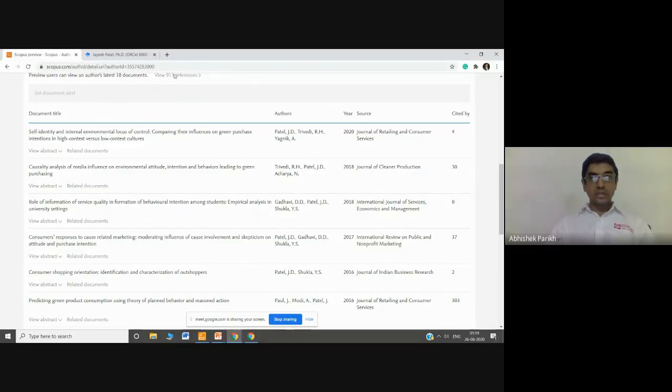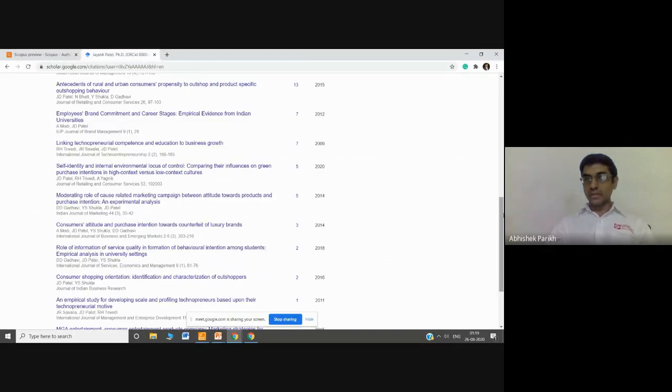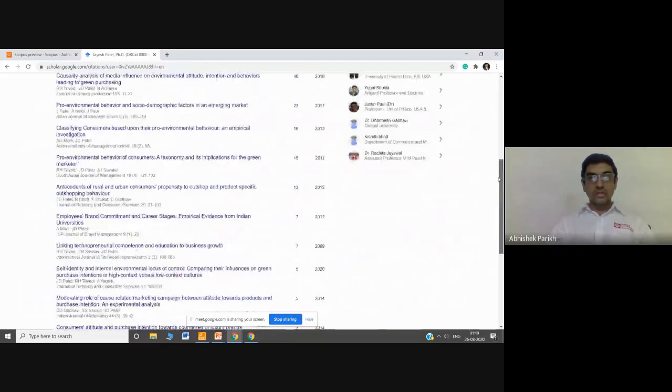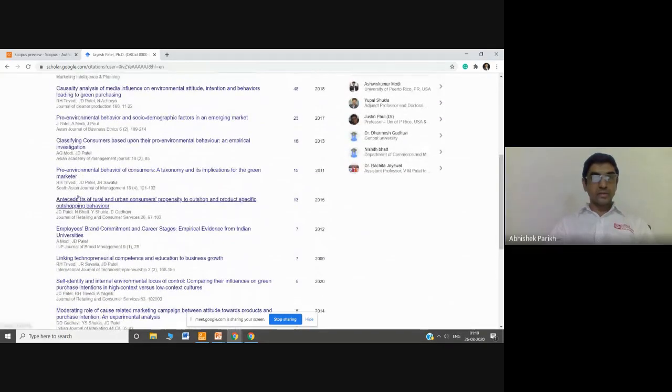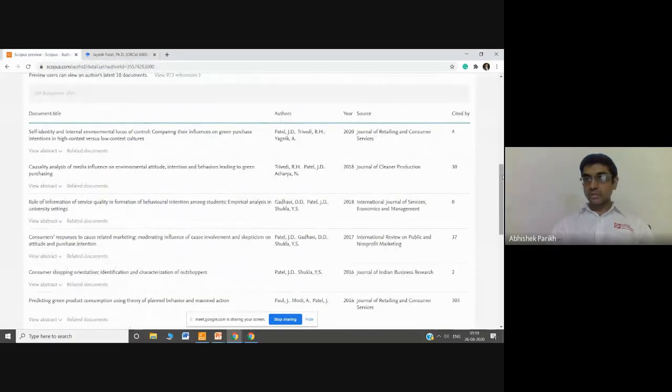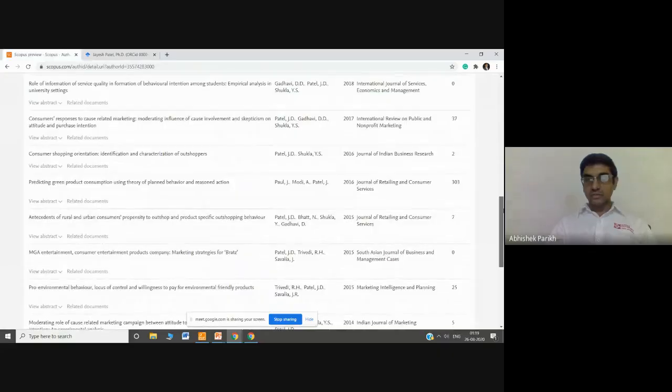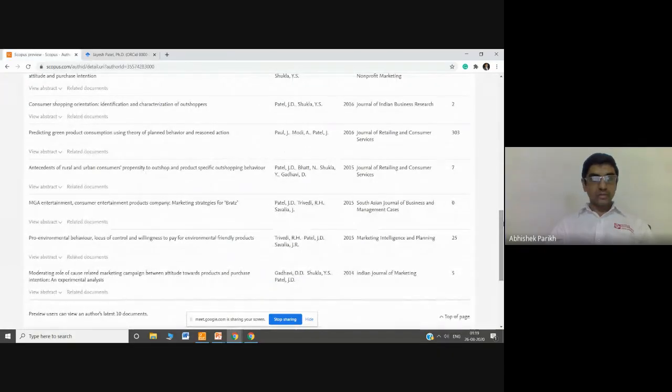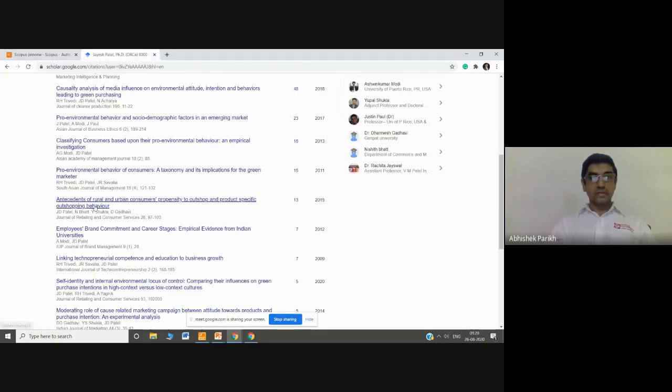Similarly, let me check for this 13, because it must be less than 13, in the year 2015. I think it is available in 2015. This one. Can you see 7 only? Right? Same article. Same article. How many citations are showing in Google Scholar?